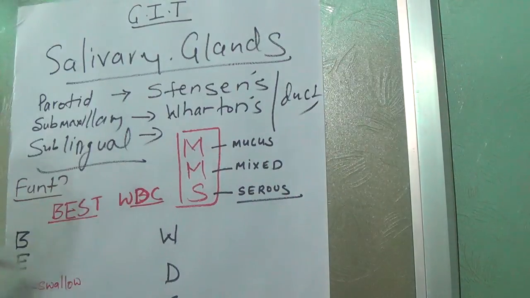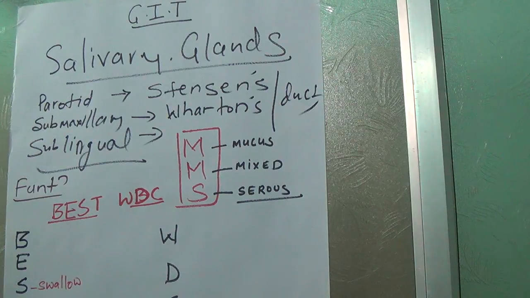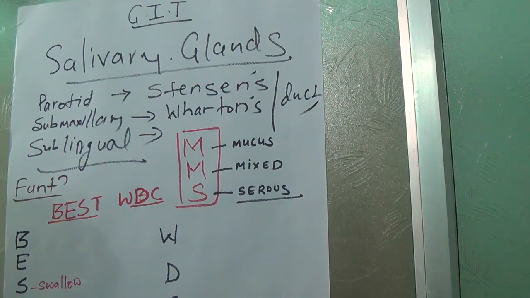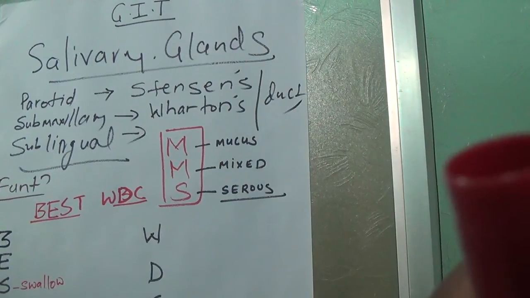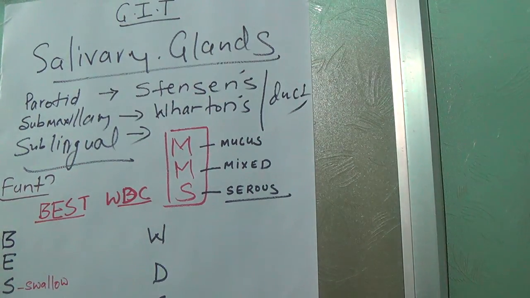Then T stands for taste. On the tongue there are papillae, which help in identification of taste. So that is another function of it. T stands for your taste. So we have got two functions: first is swallowing, then taste, and then D.